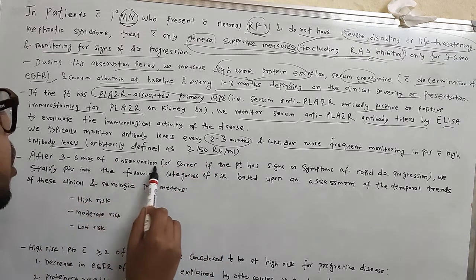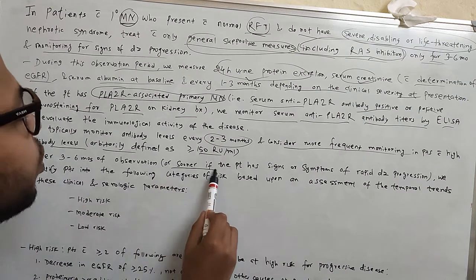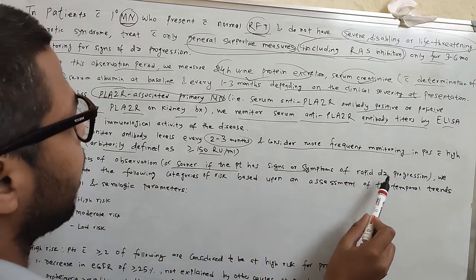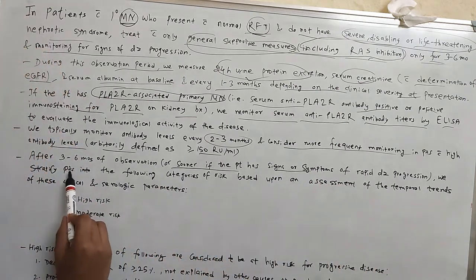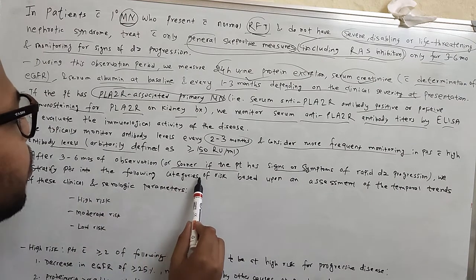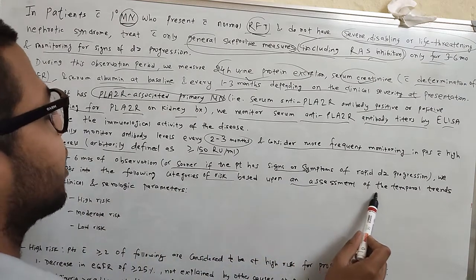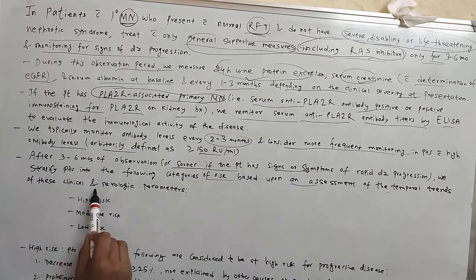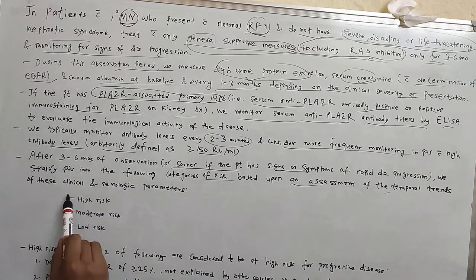After 3 to 6 months of observation, or sooner if the patient has signs or symptoms of rapid disease progression, we stratify patients into the following categories of risk based upon an assessment of the temporal trends of these clinical and serological parameters. We stratify into high risk, moderate risk, and low risk.